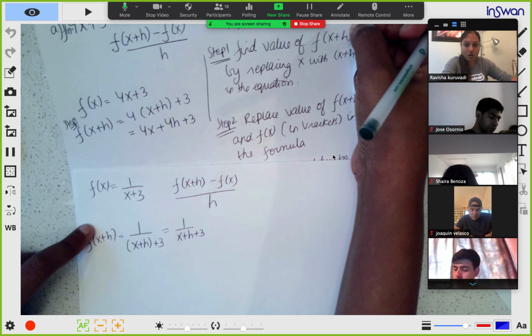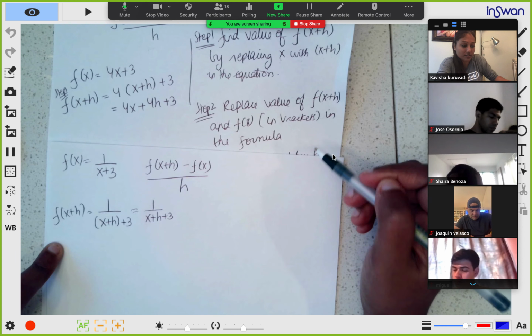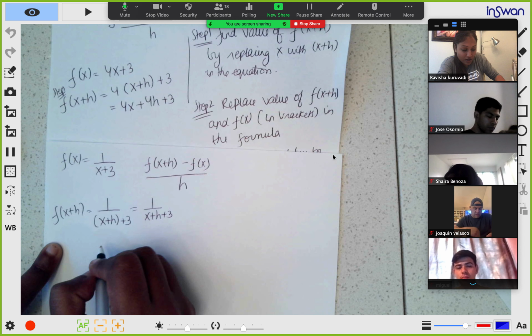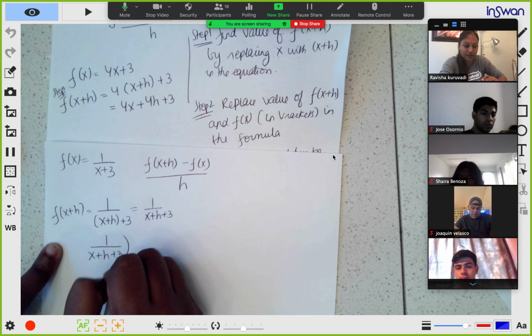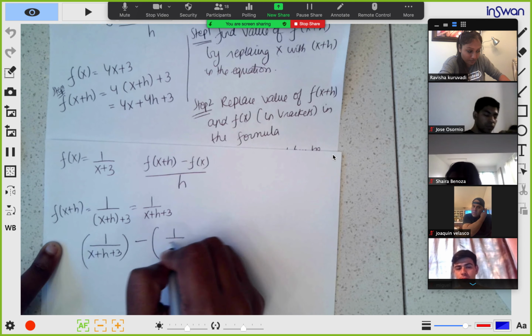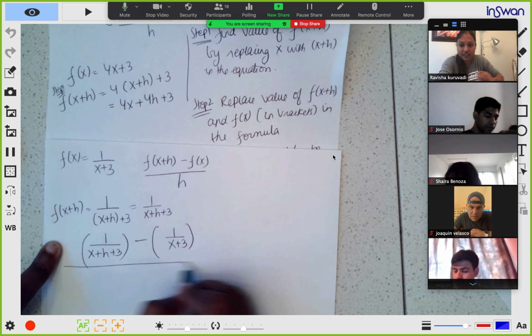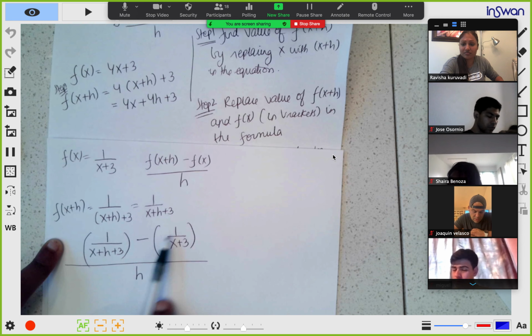Replace the value of f(x plus h) and f(x) in brackets in the formula. So this was my formula, so I'm going to plug in this formula here. So it becomes 1 over (x plus h plus 3). Make sure you put in a bracket, I again repeat. Minus whatever was your f(x), put there. And this whole thing is divided by h. Note in the numerator also we have a division sign, and then this whole thing is also divided by h.